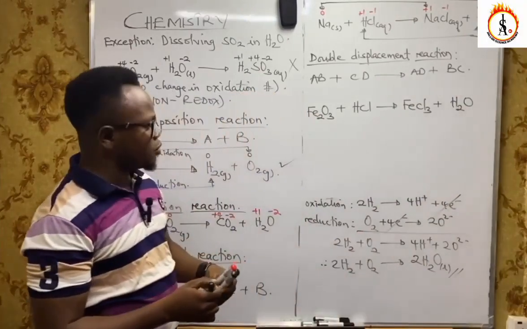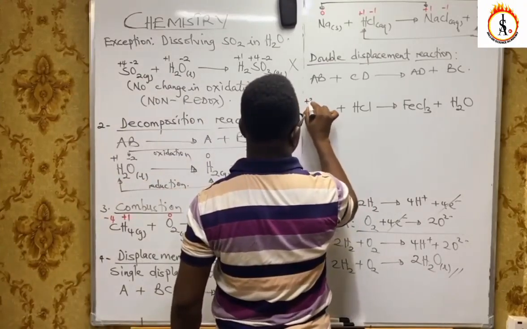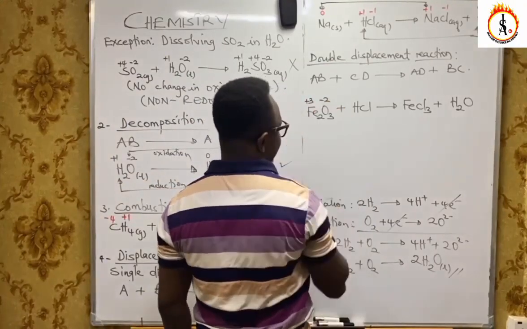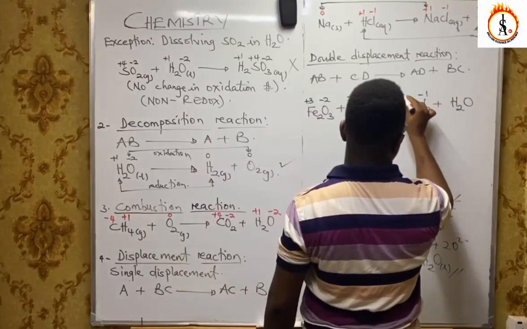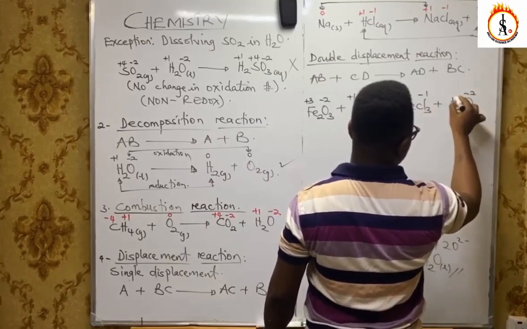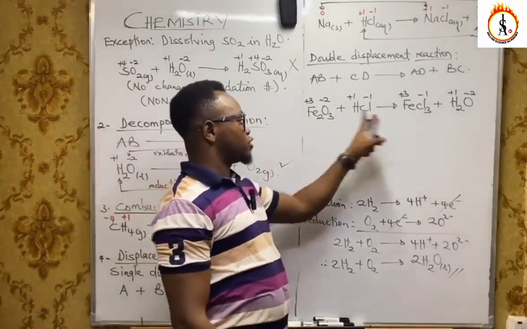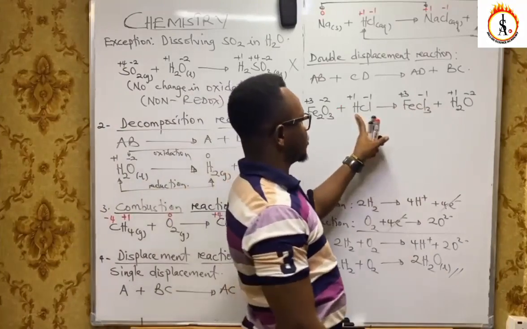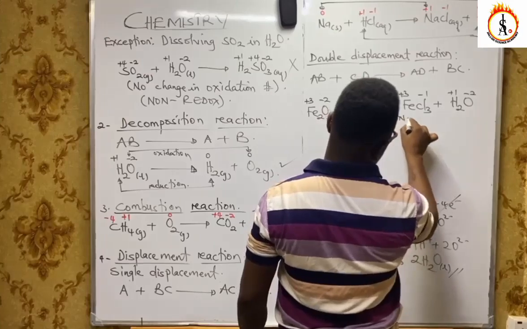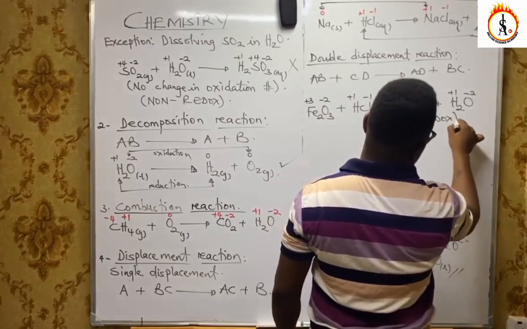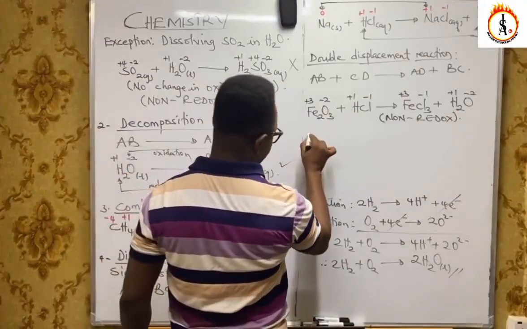So we want to see if this double displacement is a redox reaction. Here, iron has charge of +3, oxygen has charge -2, chlorine here -1, hydrogen here +1, chlorine here -1, iron here is +3, oxygen -2, hydrogen +1. So if you check here, there is no change. Iron +3, +3, oxygen -2, -2, hydrogen +1, +1, chlorine -1, -1. So this is an example of a non-redox reaction.